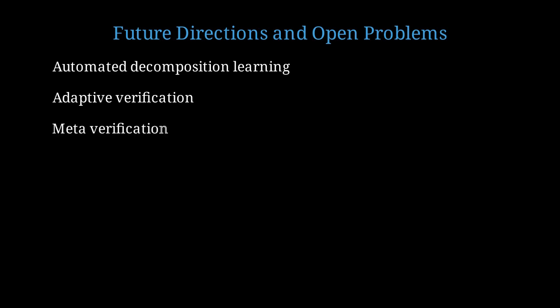Third direction: meta-verification. Verify the verification process itself. How do we know our checks are comprehensive? This is verification of verification. Fourth direction: cross-domain transfer. Can decomposition strategies that work in physics transfer to chemistry or economics? Understanding universal decomposition principles. Let me give you a practical implementation guide.